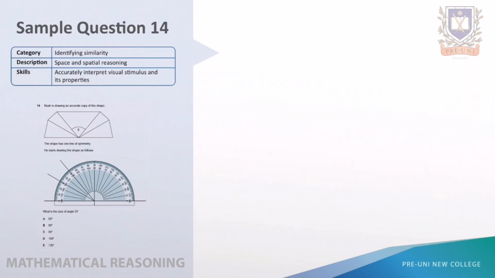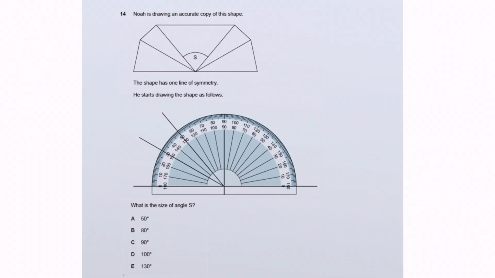Now on to question 14, where we have categories identifying similarity, description, space and spatial reasoning, and skills accurately interpret visual stimulus and its properties. So looking at question 14, Noah is drawing an accurate copy of this shape. So seen here, the shape has one line of symmetry. He starts drawing the shape as follows. On the protractor here, what is the size of angle S?